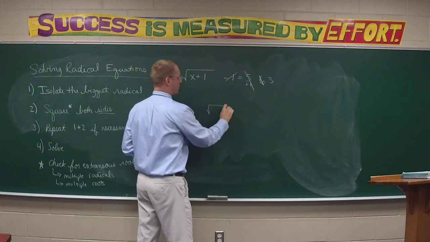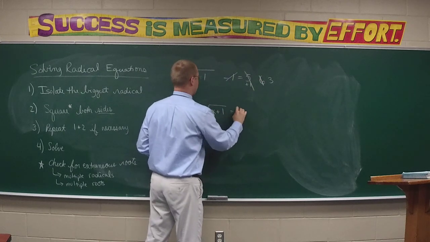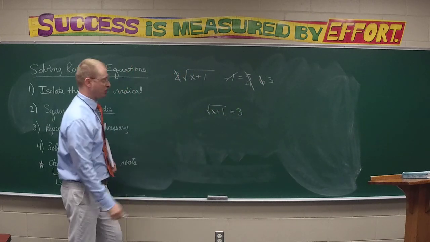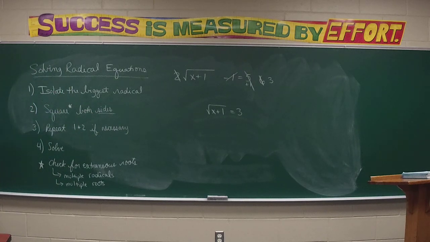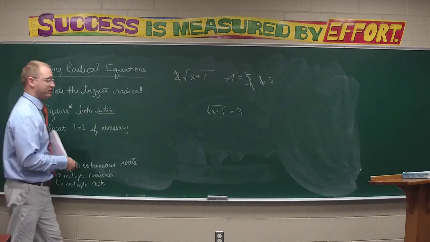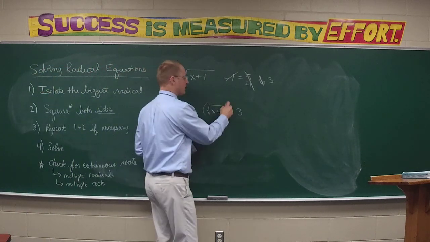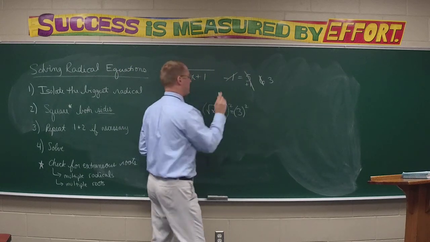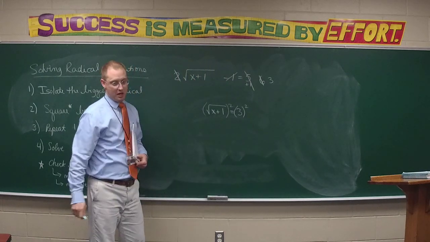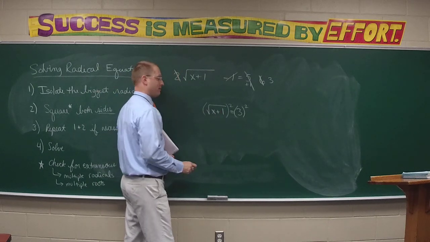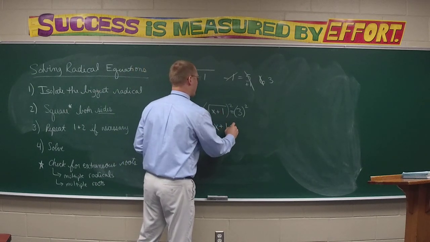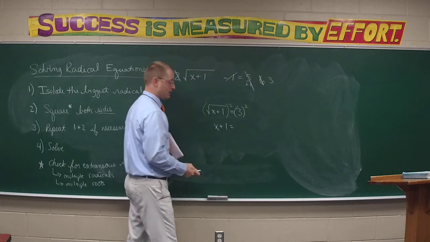Alright, now the radical is isolated. We have the square root of x plus 1 equals 3. I went ahead and rewrote it just so it looks a little clearer. You don't necessarily have to. Now that the radical is isolated, step number 2. Class, square both sides. It's on the chalkboard. It's in your notes. Square both sides. When you square a square root, you get the radicand. So when I square the square root of x plus 1, Abby, I get x plus 1. When I square the 3, class, I get 9.